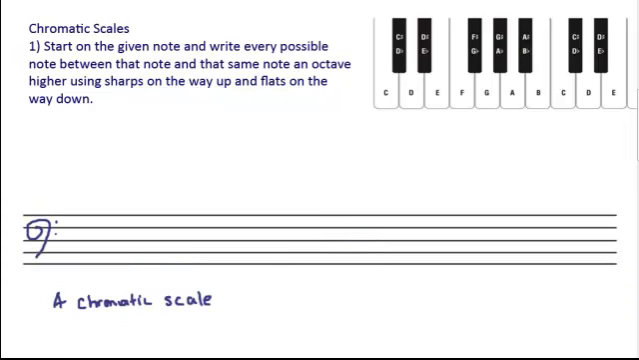So let's take a look at another one. Here's an A chromatic scale. So we're going to build this scale together. We're going to start on the note of the scale, and we're going to go up through every note in that octave by semitones. So start by writing out an A because it's an A chromatic scale.